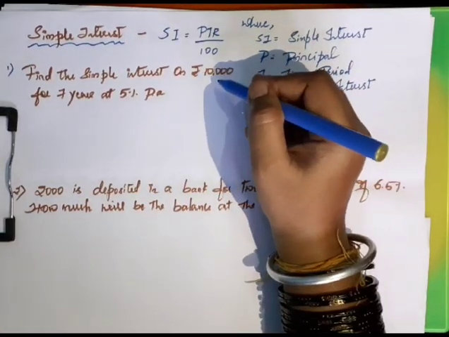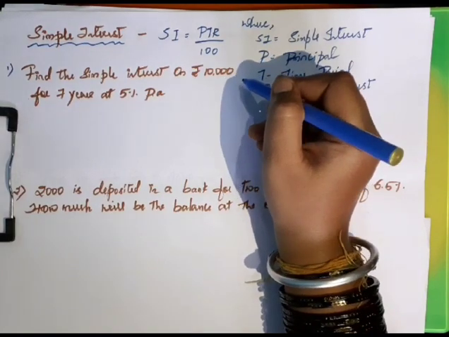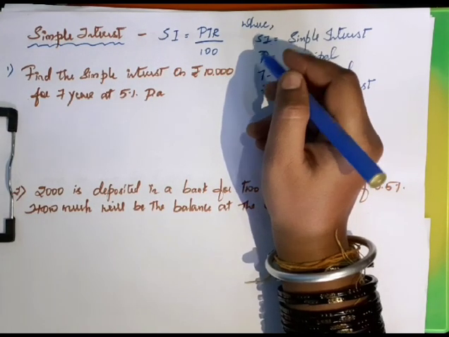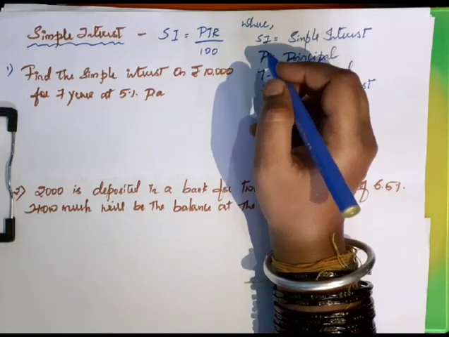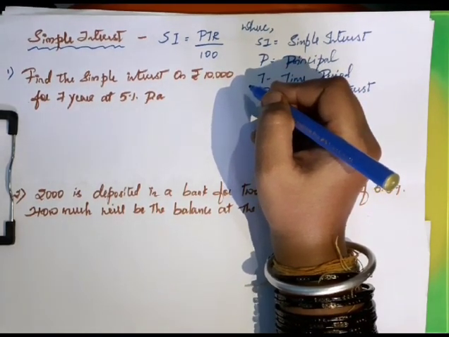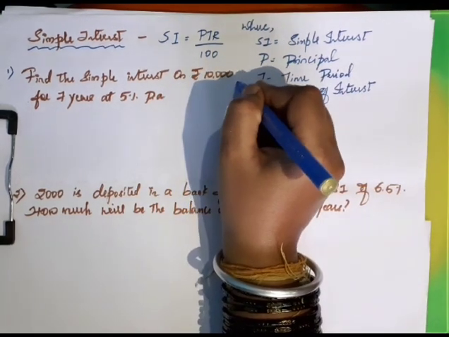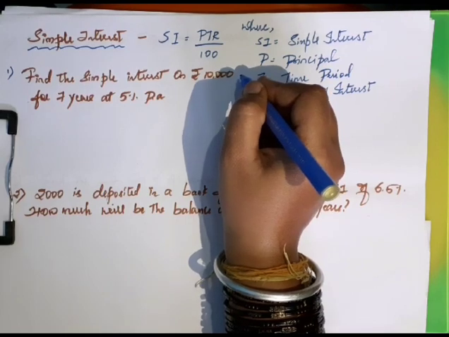The first sum: find the simple interest on 10,000 for 7 years at 5% per annum. So what does simple interest mean? Interest calculated only on the original amount of principal is termed as simple interest. See, this 10,000 is the original amount. On this we are calculating simple interest.